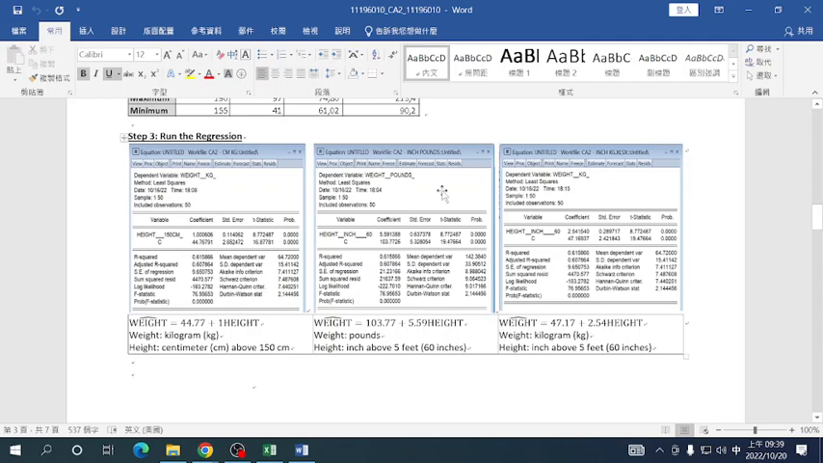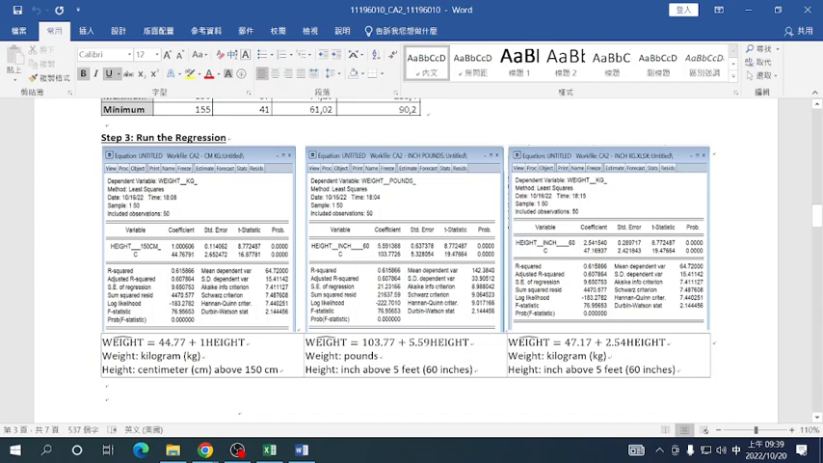The weight is pounds and the height is inch, about 5 feet. 5 feet means 60 inches. So we get the weight. The equation is 100.103.77 plus 5.59 height. I'm sorry, this one is with pounds and inches. Yes, pounds and inches, okay? The coefficient is 5.59, okay?